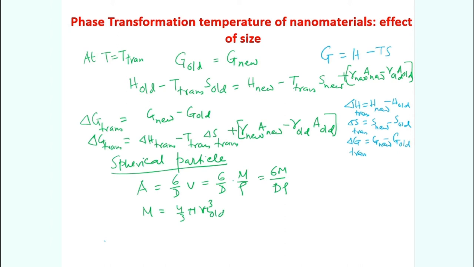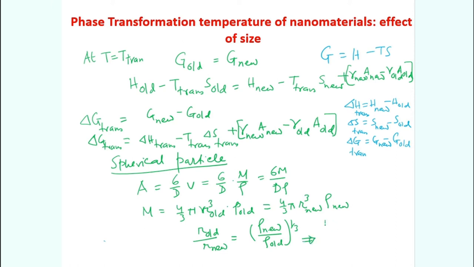Q old into density rho old must be equal to 4/3 pi r cubed times density rho new, right? So what is the thing now? R old by R new, okay, you can see it will be equal to rho new by rho old to the power 1/3. Or we can write simply d new by d old, where d is the diameter and r is the radius of the spherical particle.